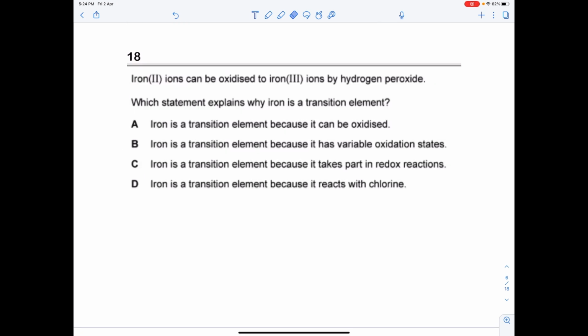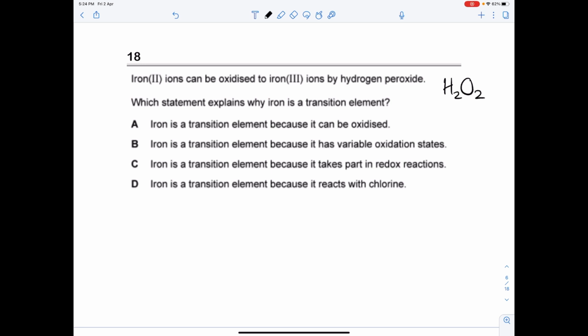So 18, iron 2 ions can be oxidized to iron 3 ions by hydrogen peroxide. Don't worry if you don't know what hydrogen peroxide is. In fact, hydrogen peroxide is H2O2.